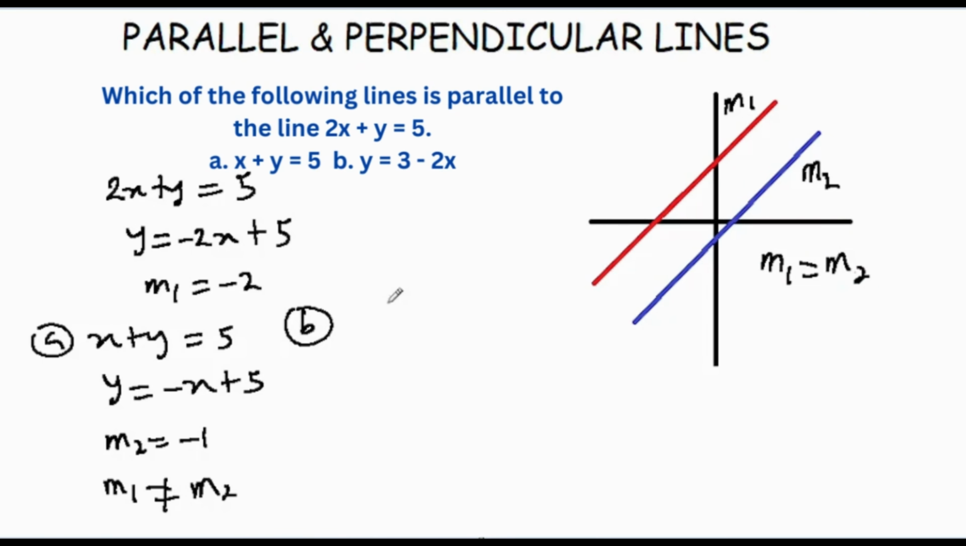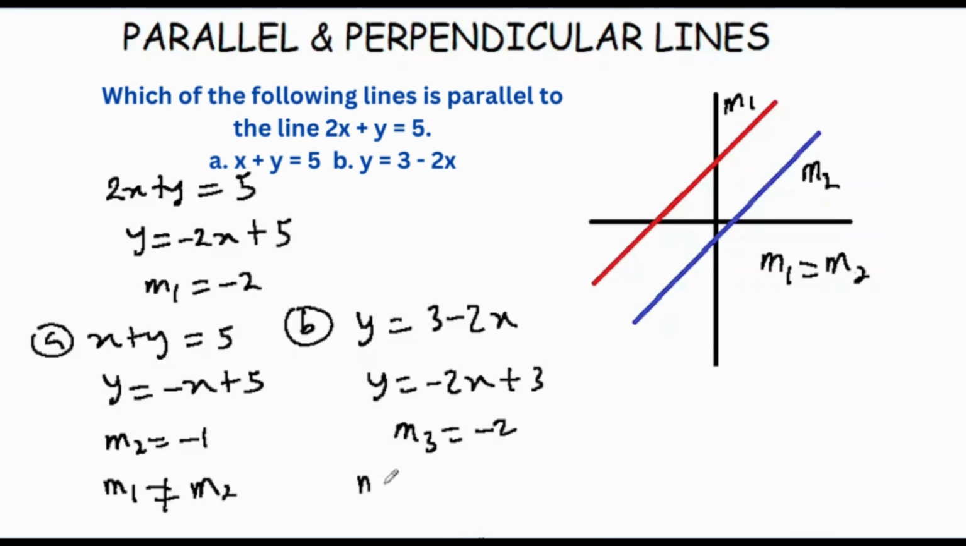Now let's proceed to the second option. The second option, we are given y = 3 - 2x. So let's rearrange this: y = -2x + 3. From here, the coefficient of x, which is the slope, is -2. Let's take that to be m3, -2. Alright, m1 is -2, m3 is -2. So since m1 is equal to m3, we can say the line for the equation y = 3 - 2x is parallel to the line for the equation 2x + y = 5.